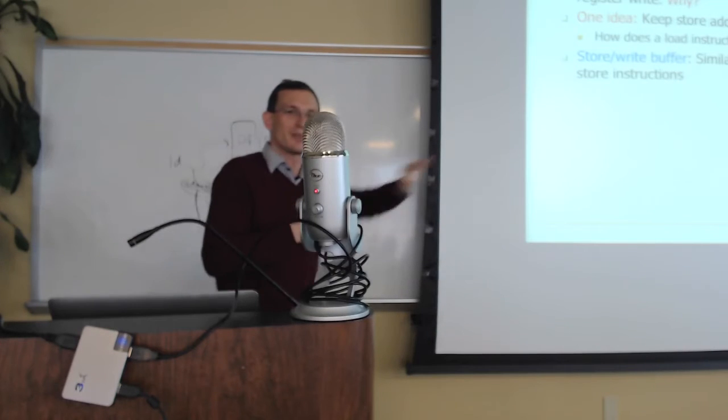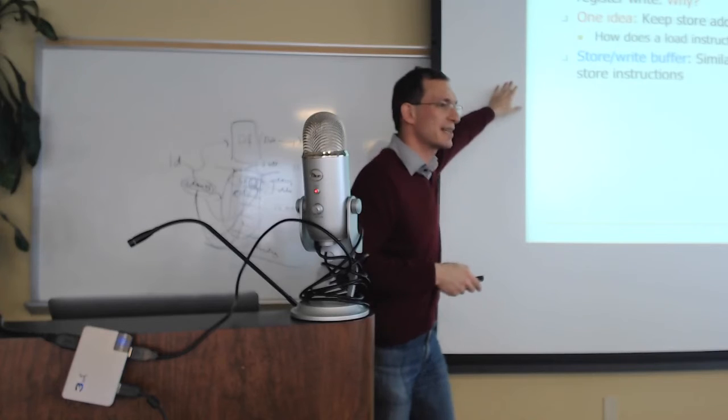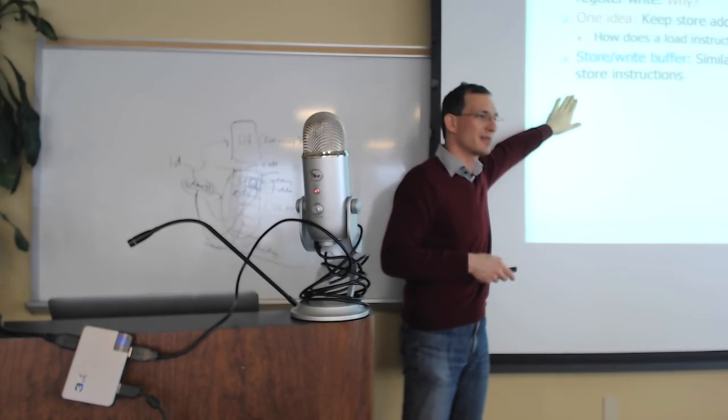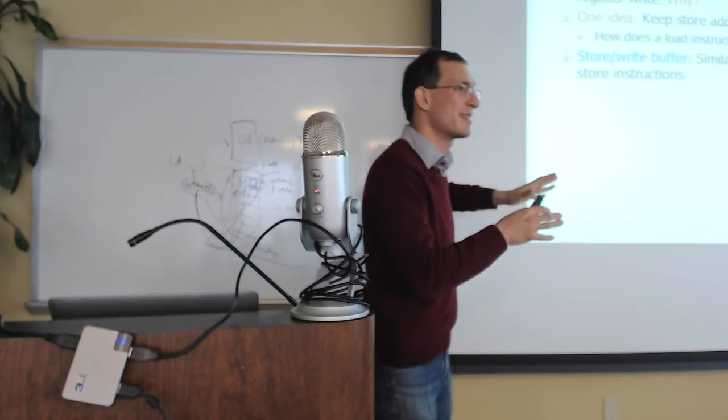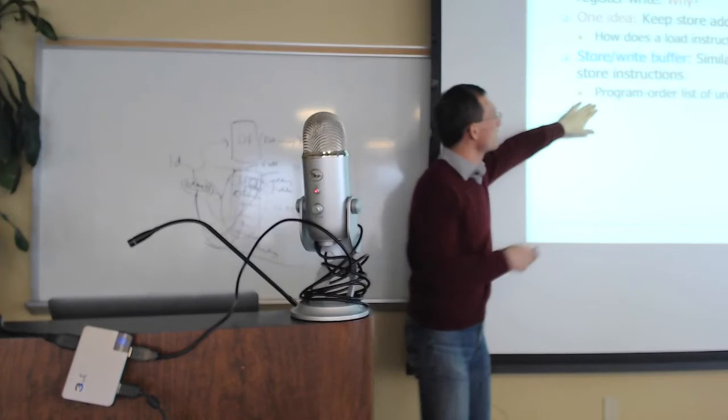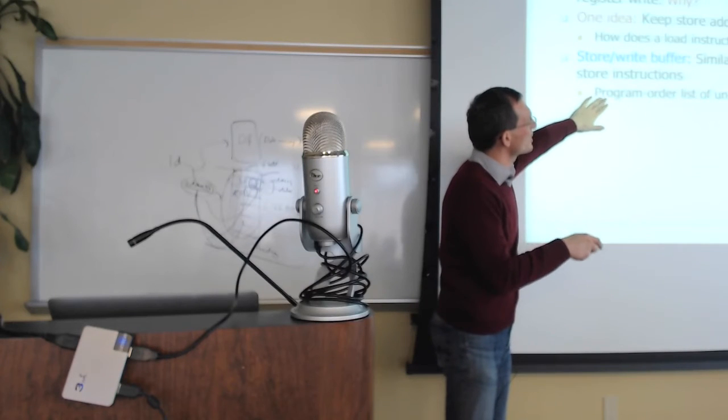Make sense? So when you read the Alpha 21264, you will see that it has a, how many entries? I think it has a 24 entry store buffer. I may be wrong about that. But it's much smaller than the 80 entry reorder buffer they have. Okay, basically this is a program ordered list of uncommitted store operations.